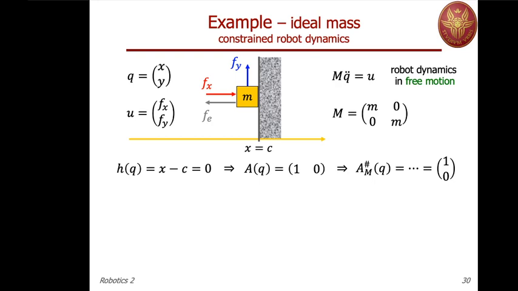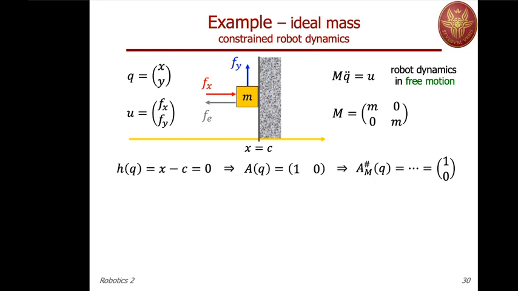First of all, we have to write the generic constraint, and the generic constraint is very simple in this case. So h of q is simply on the first coordinate q, which is the x, so it's x minus c equal to 0. And we make now the Jacobian of this scalar constraint, so the partial derivative of x with respect to the generalized coordinate q, so with respect to x and y, there's only x in the equation, so we have A of q equal simply 1, 0.